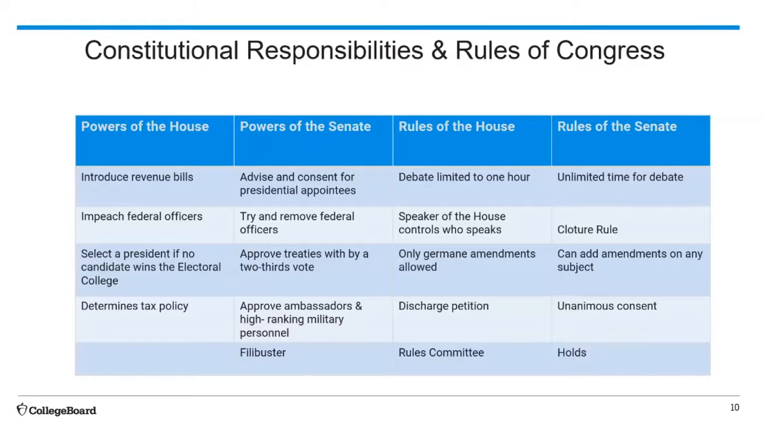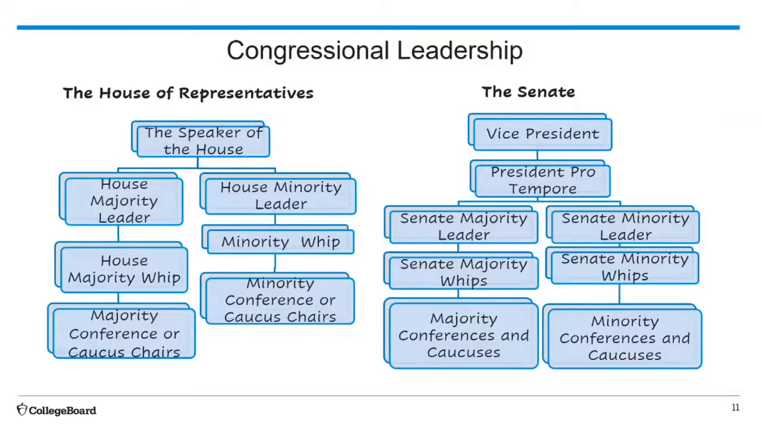Just had an outline here of congressional leadership. The House and the Senate are very similar in terms of the distinctions between the minority side and the majority side. We've got the Speaker of the House, of course, at the top, and then the President pro tempore up underneath the Vice President, who is the formal leader of the Senate.